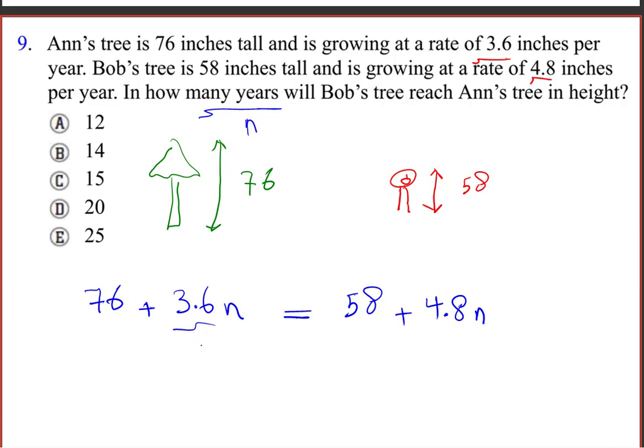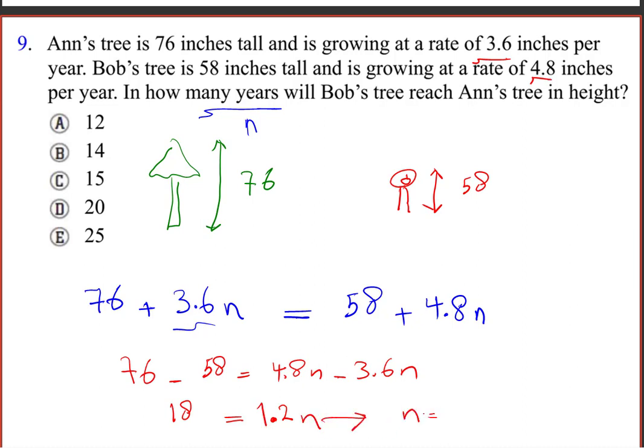Now it's just a simple math question. Let's solve this math question. So 58 is in this part, it goes to the other part, 76 remaining in this part. This is plus, comes to this part, becomes minus 58 equals, in this part we have 4.8 n minus 3.6 n. Okay, 76 minus 58 is 18, equal 4.8 minus 3.6. 8 minus 6 is 2. We have 0.4, minus 3 is 1. It's equal n. So n is 18.